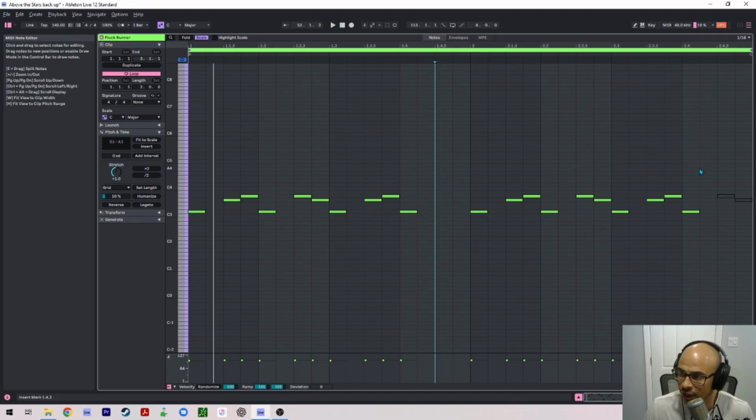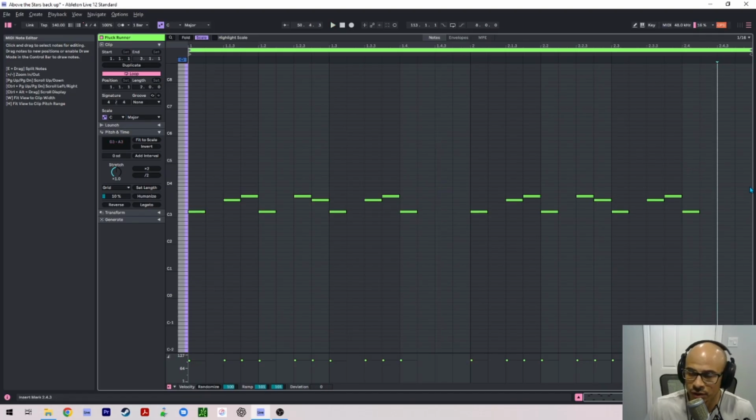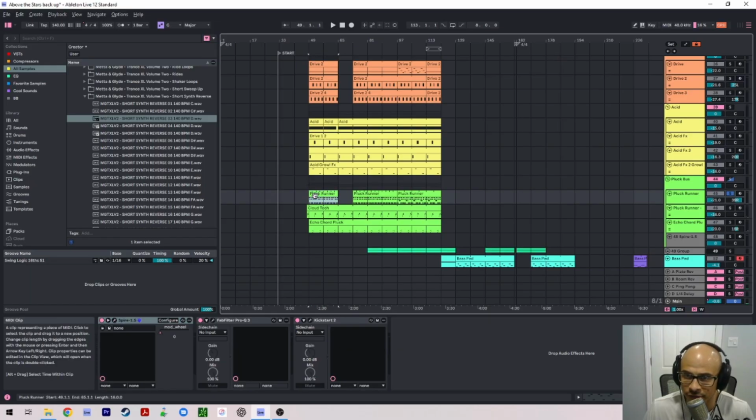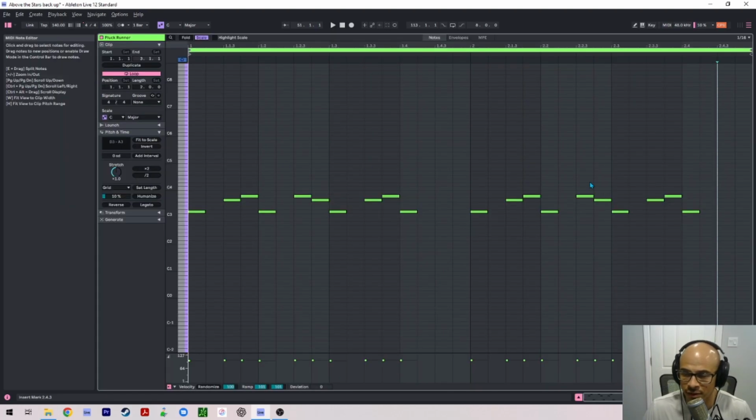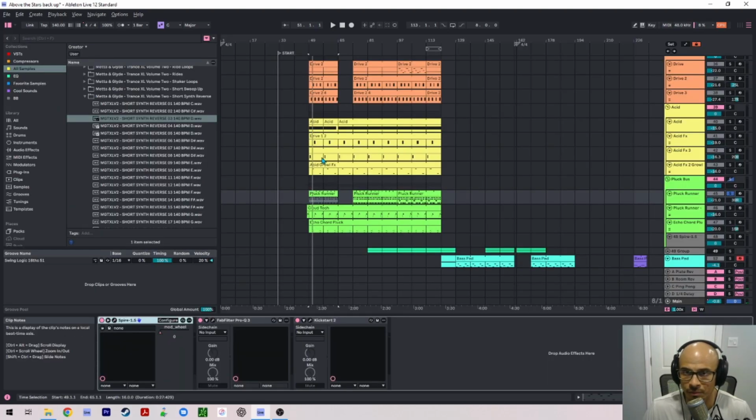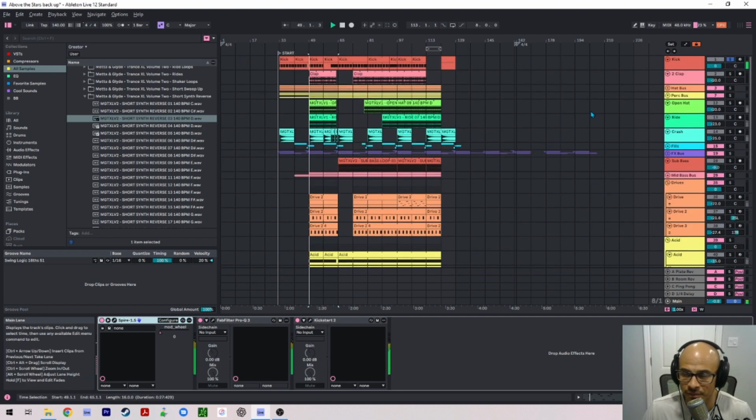Okay. And so it's just doing a back and forth motion, and that creates a hypnotic feeling. So this is more about motion. This line is more about motion than it is about melody.